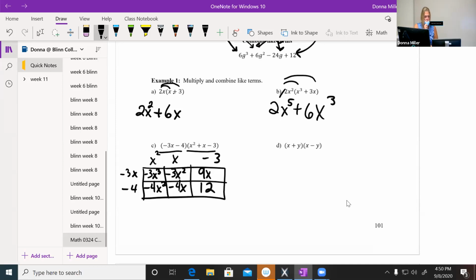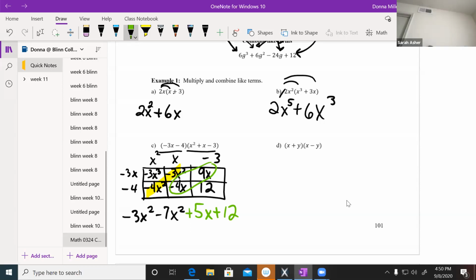Now, this works well for combining terms because I have all the terms laid out. So it's negative 3x cubed. You see, I have two x squared terms, negative 3x squared and negative 4x squared. So negative 3, negative 4, I add these together to get negative 7x squared. Then in this one I get 9x and negative 4x, that would be 5x. You have 12 left over. If you're used to the box, use the box.